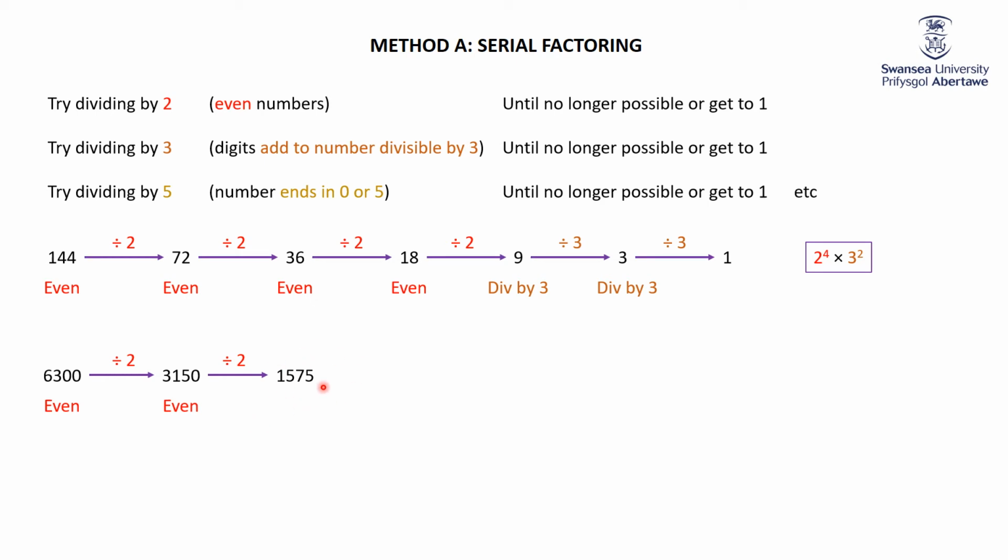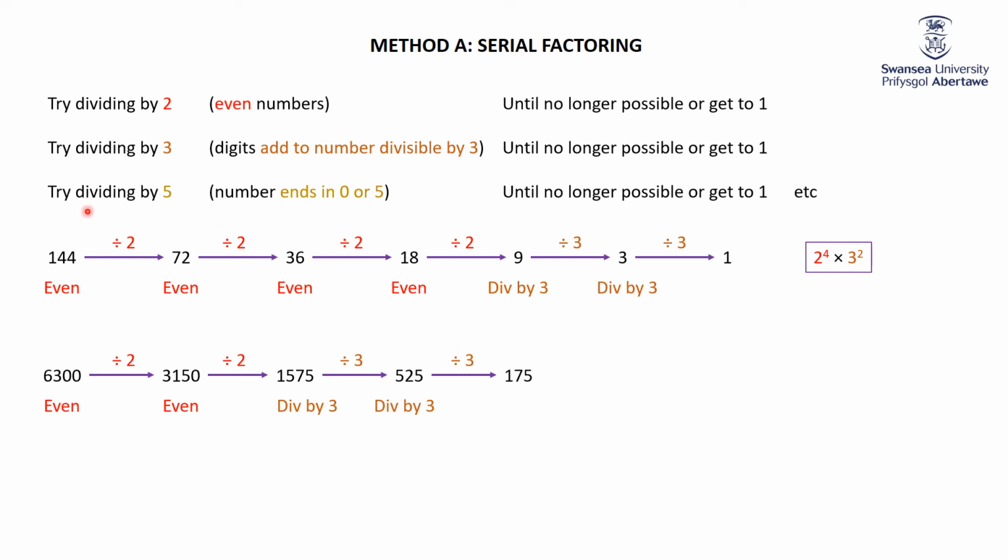Now this is an odd number, so now let's try dividing by 3. We get 1 plus 5 is 6, plus 7 is 13, plus 5 is 18. So those digits add up to a number that's divisible by 3 because they add up to 18, and 18 is divisible by 3. So divide that by 3, we get 525. Let's try it again. 5 plus 2 is 7, plus 5 is 12. 12 is divisible by 3, which means 525 is divisible by 3. And we get 175. Let's add those up. 1 plus 7 plus 5 is 13. 13 is no longer divisible by 3.